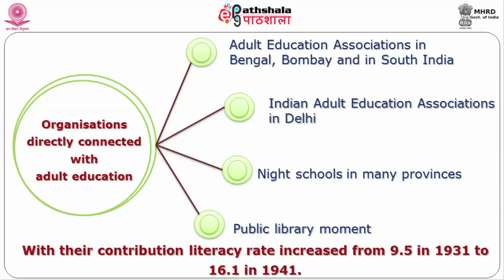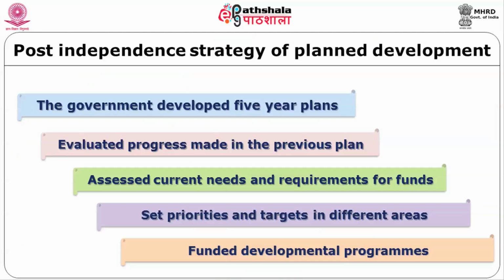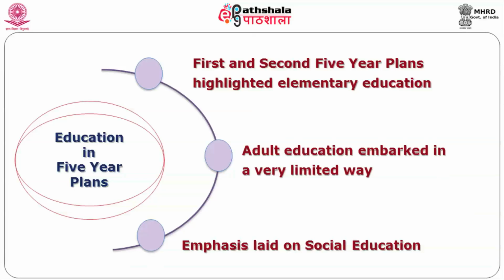As a result, the rate of literacy increased from 9.5 in 1931 to 16.1 in 1941. After independence, India developed a policy of planned development. 5-year plans were developed. The government assessed progress in previous plans, current needs and requirement for funding, set priorities and targets, and funded developmental programs. Now, funds received for adult literacy varied from plan to plan.